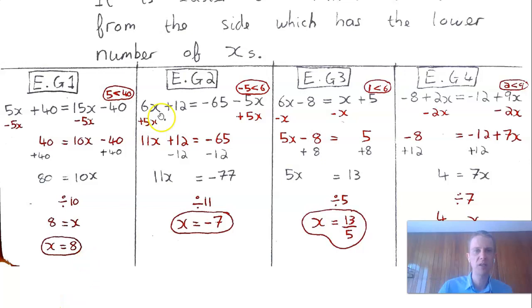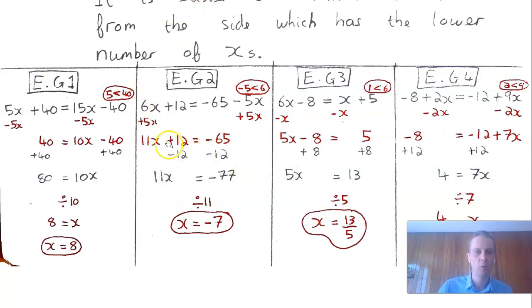This next one here. Let's have a look. Again, we've got fewer x's on this side. We've got minus 5x. So we're going to eliminate the x's from this side here. To eliminate minus 5x, we add 5x. Minus 5x plus 5x is nothing. If we're adding 5x to the right-hand side, we need to add 5x to the left-hand side. 6x plus 5x is 11x. 12 comes down, 65 comes down. Okay? This is the working out you should be doing here, boys and girls. Yeah? Gives us this line.